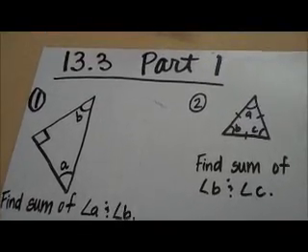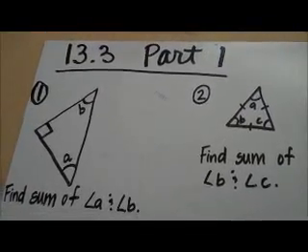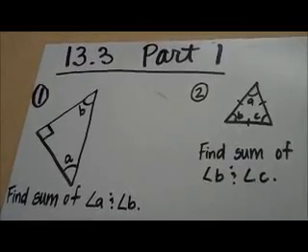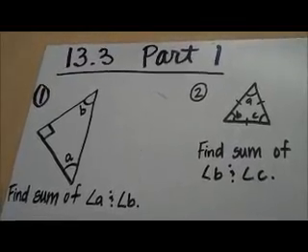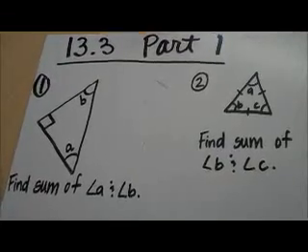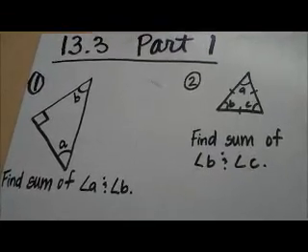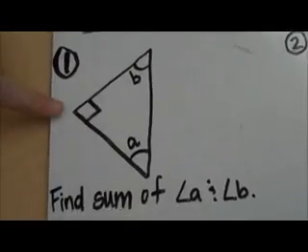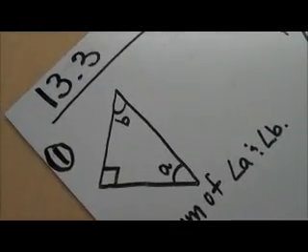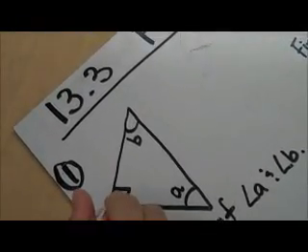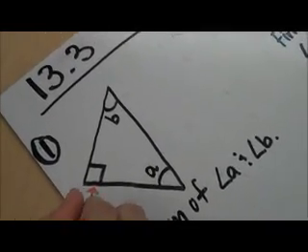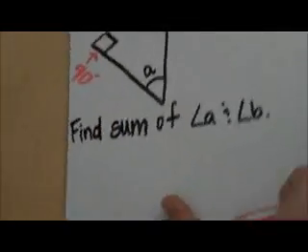Okay, this is part 1 of 13.3, which is titled Right Isosceles and Equilateral Triangles. It's pretty similar to our last video where we're looking at the triangle and trying to find the angle measures. So let's look at this first one. If I turn it, I automatically see that I have a right angle. And we know that right angles are worth 90 degrees.